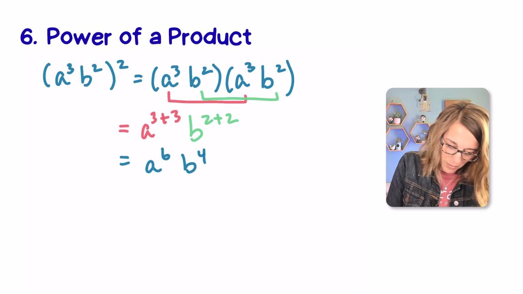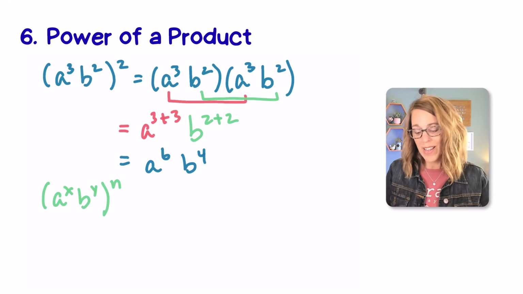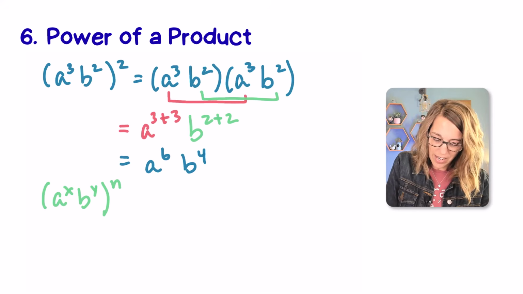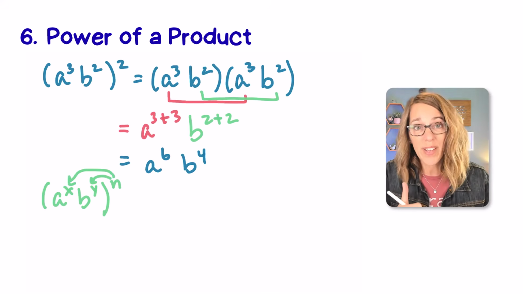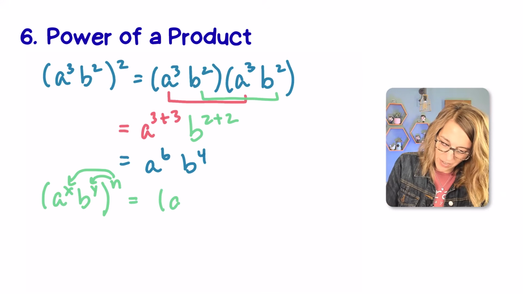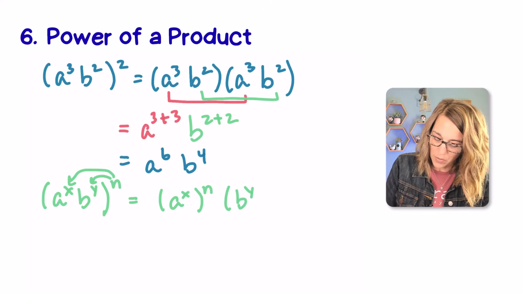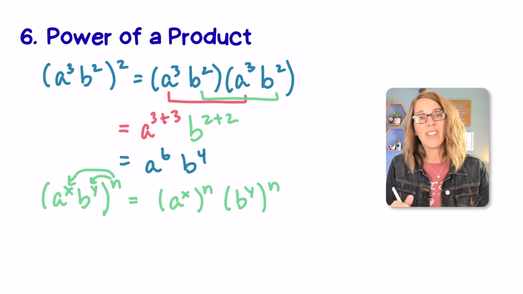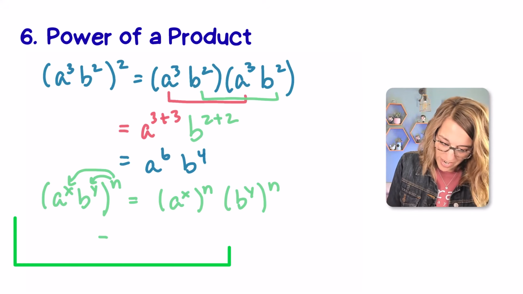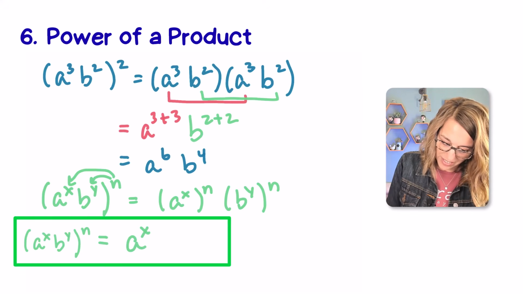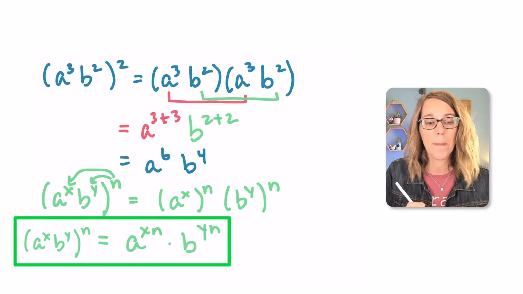So here's that rule. So that rule says if I've got a product, so let's do a to the x and then b to the y, and I'm going to raise all of that to the nth power. Instead of expanding it like I did here, I can just bring the power inside. These now become powers of powers. So I'm going to take that a to the x. It is raised to the nth power. Same with the b to the y, also raised to the nth power. These are powers of powers. So we end up with an a to the xn times b to the yn.